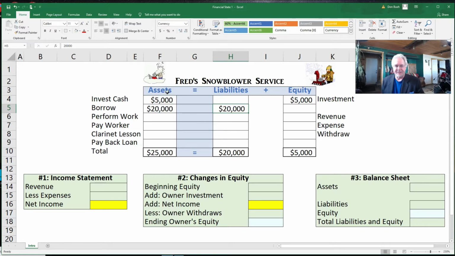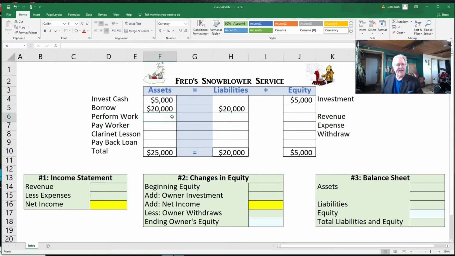Now, every time we have a transaction, we have to make sure that the accounting equation balances, and I think it does. Look at this here. Assets. I got all this on this side here. In fact, I've totaled it up here. 25,000 total assets. Liabilities total up to 20 grand. Equity 5,000, and so 20,000 plus 5,000 is 25,000. So we're good here. Looks good.